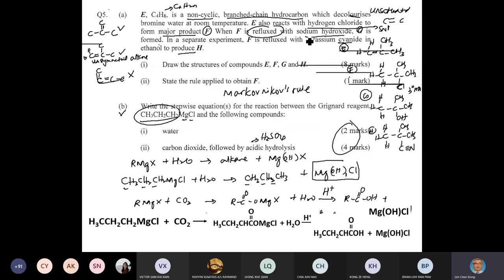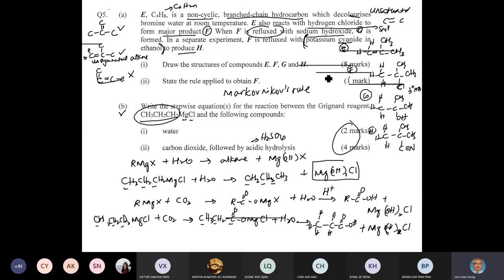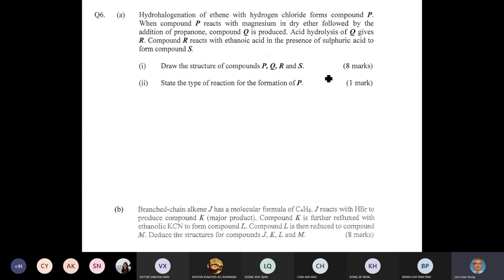Okay, some students are getting confused about this. Please refer to the lecture notes or recall the table I showed you. Okay, done already? Still confused? Okay, never mind. I give you one more. Look at 6A. I give you 3 minutes. Try to give some idea of how the compounds P, Q, R, and S are formed. Okay, do it now.